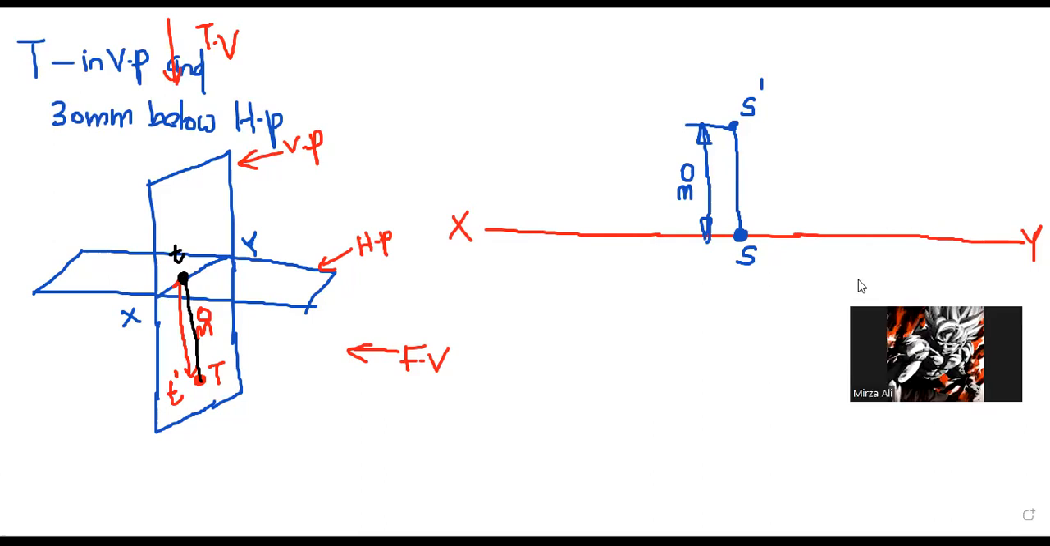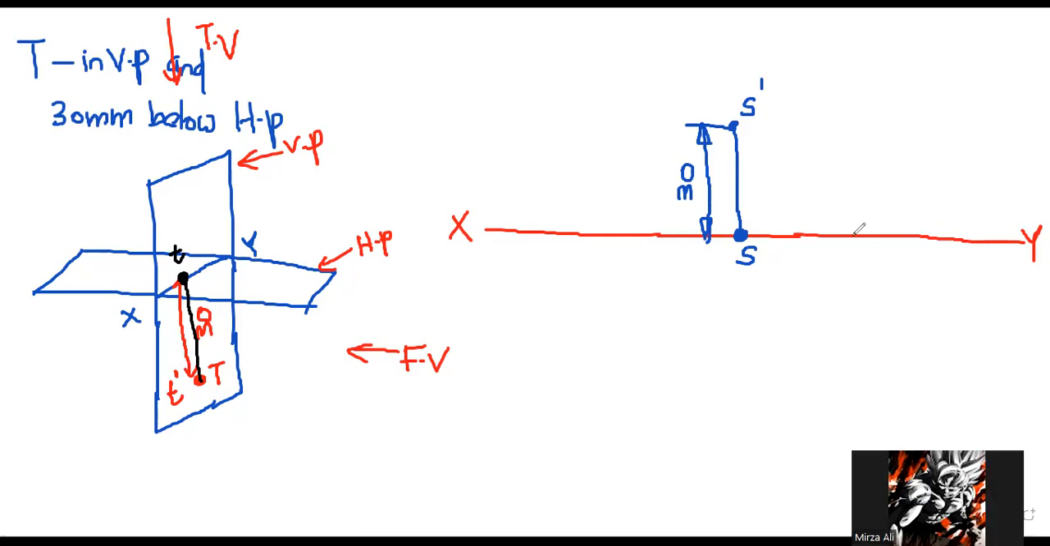So you have to mark point T on the XY line, and then draw a projector line and mark point T dash. T dash is the front view of point T, and this distance is 30.